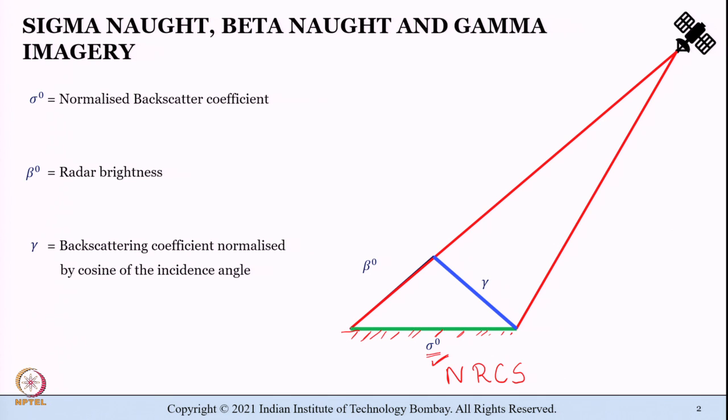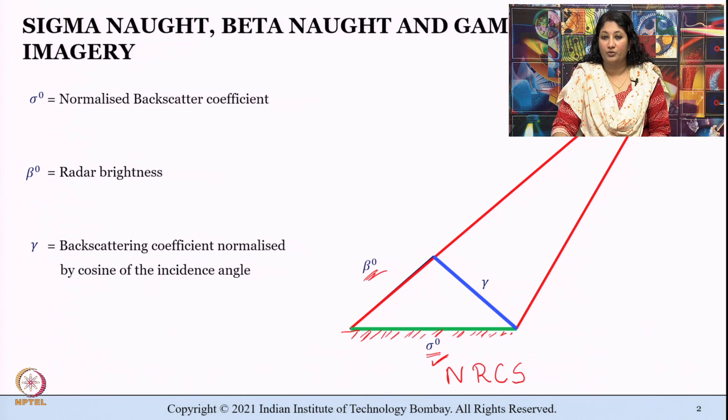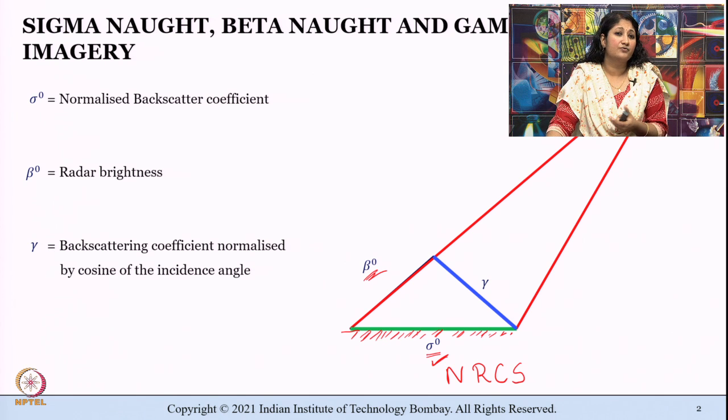Now, coming on to beta naught, which is represented as radar brightness. Here, I want you to focus on the area. For sigma naught, it is the flat ground surface. If you have the topographic data, you can use that, otherwise it is considered as the flat reference surface. For beta naught, that is radar brightness, as shown in the diagram, the beta naught values actually share very useful information about the ground surface.